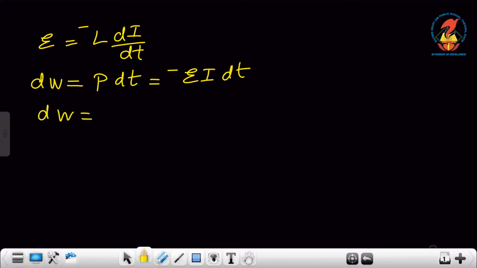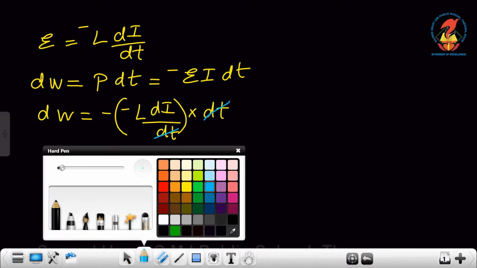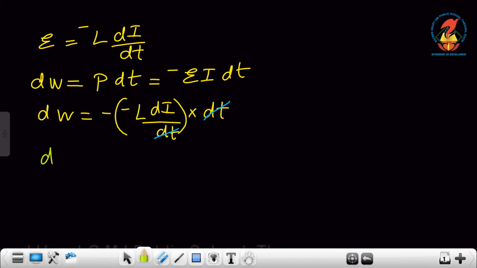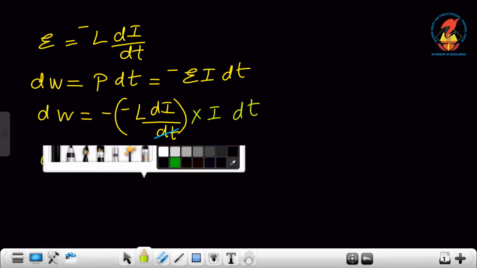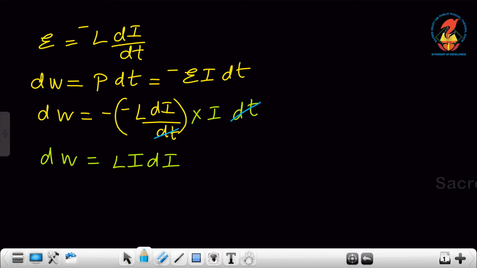So, dW will be minus of minus L di by dt into I dt. So, minus of minus becomes plus, and you can cancel dt and dt. Therefore, you will get dW is equal to L I di. So, here there is an I remaining. So, L I di. This is the small work done.